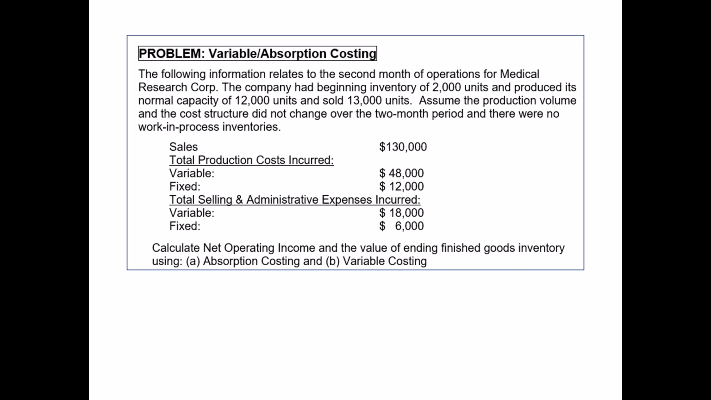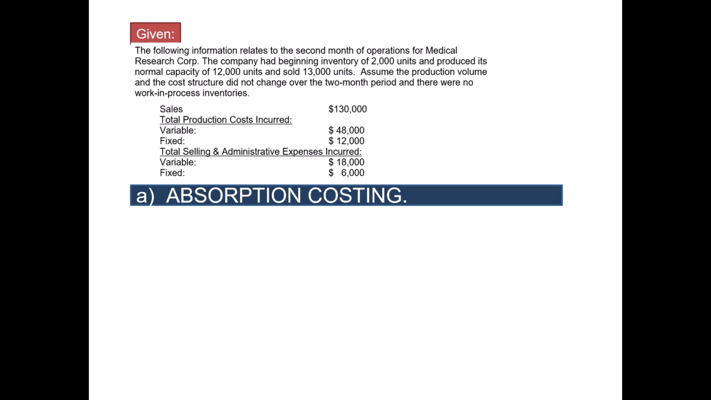Total selling and administrative costs incurred were variable $18,000, fixed $6,000. We are going to compute income and value the finished goods inventory under both absorption and variable costing. So we're given this information, and what you will want to note is that all of the costs are given in total. None of the costs are given per unit. And so we are going to have to look at things a little bit differently in this problem.